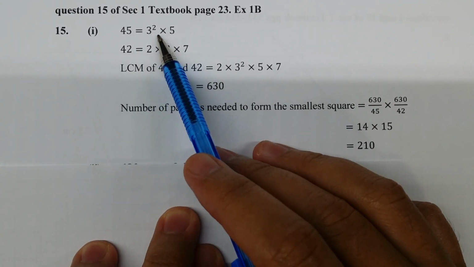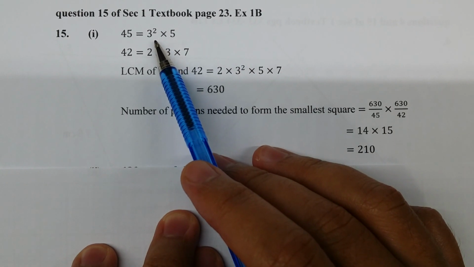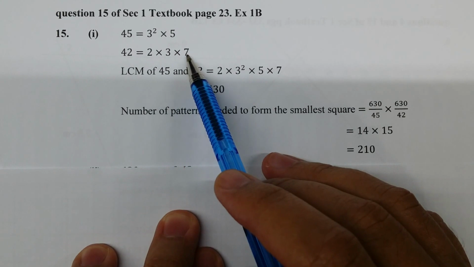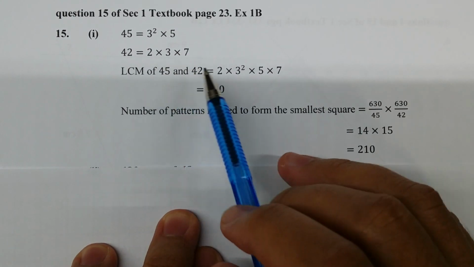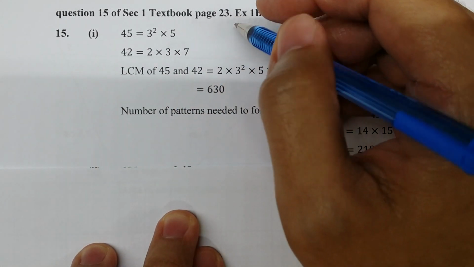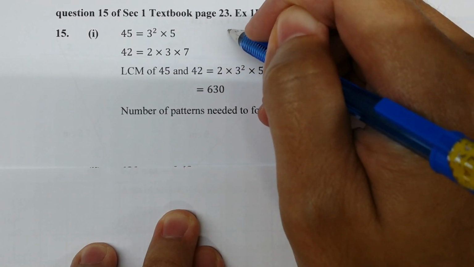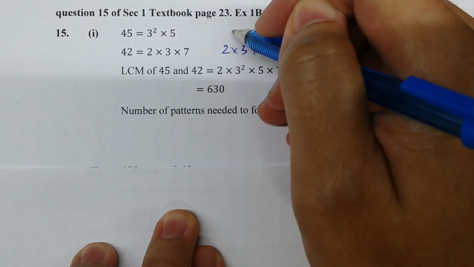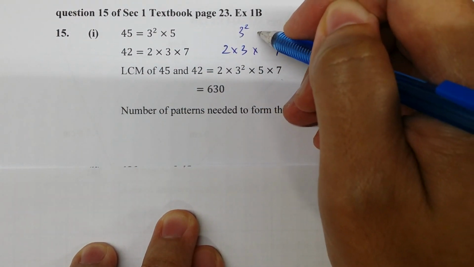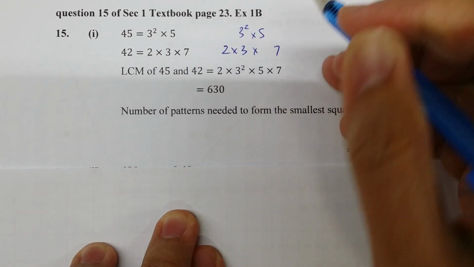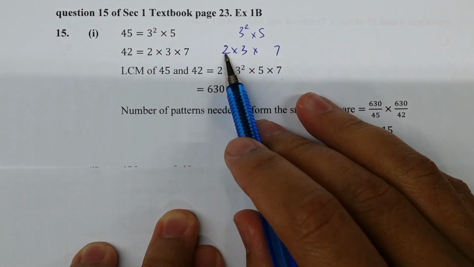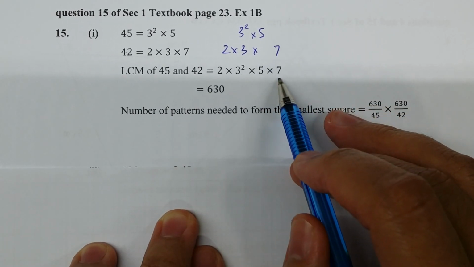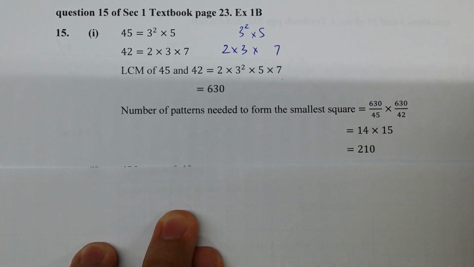45 you break down to 3 square times 5. 42 breaks down to 2 times 3 times 7. It's better to arrange them properly like this. If I were to do it, I will arrange this way: 2 times 3 times 7, and 3 square times 5. So for the LCM, I'll take the highest 2, the highest 3 square, the highest 5, the highest 7. That's why I get 630.